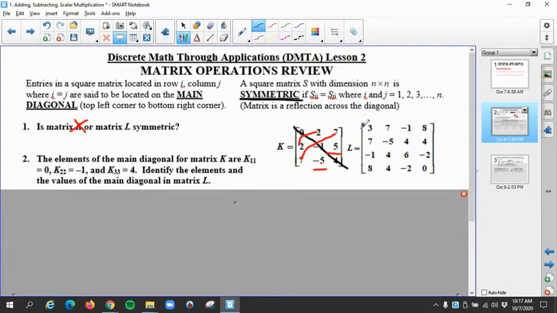Matrix L, let's do the same thing. I'm going to draw a diagonal going from the top left corner to the bottom right corner. And I'm going to look. I've got 7 and 7. Those are the same. -1 and -1. Those are the same. 4 and 4. Those are the same. 8 and 8. Those are the same. -2 and -2. Those are the same. So matrix L is symmetric.